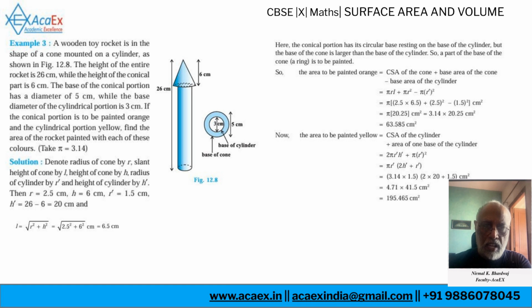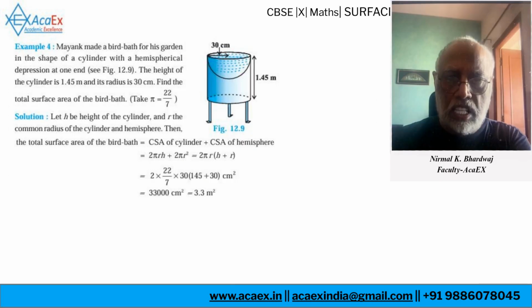Area to be painted yellow, the cylinder. This is the curved surface area of the cylinder plus the area of its base. The calculation is 3.14 times 1.5 multiplied by 2 times 20 plus 1.5. This results in 4.71 times 41.5, which equals 195.465 square centimeters.